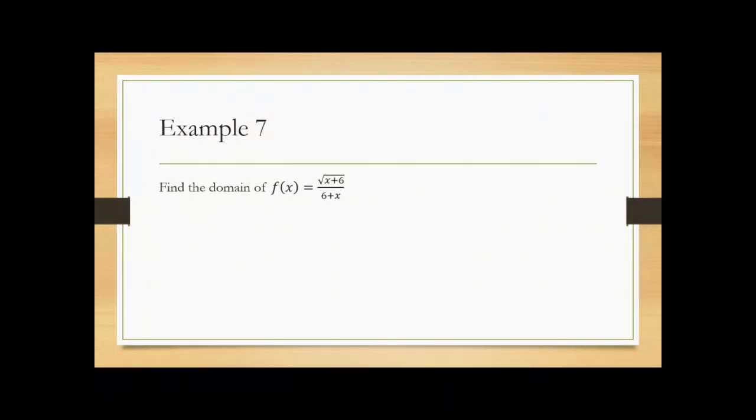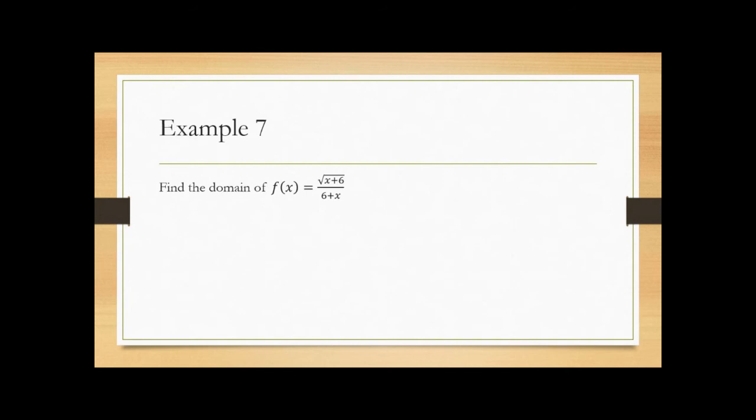Okay, now example 7 here. Find the domain of f of x equals the square root of x plus 6 over 6 plus x. So we've got two things. When we look at domain, we assume it's all real numbers, except if we're dividing by 0 or there's a square root. We have both cases here.